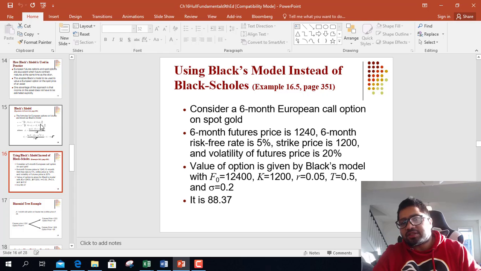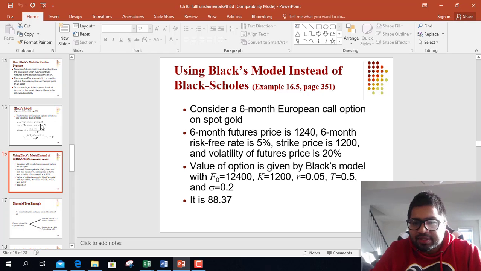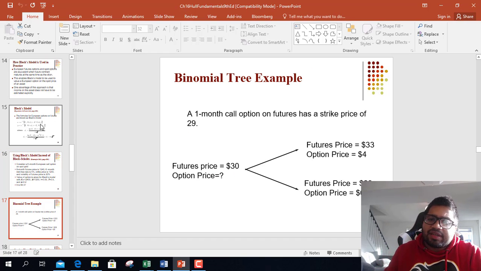So consider a 6-month call option on spot gold. The 6-month future price is 1240. The 6-month risk-free rate is 5%. Strike price is 1200. Then volatility is 20%. The value of the option given by Black's model, F0, K, R, T and sigma are known, so you can calculate it to be $88. Binomial tree with futures is the same, right? So first you have to project the future price, calculate the option price based on that and come back.